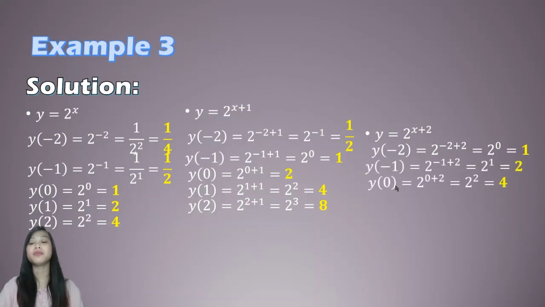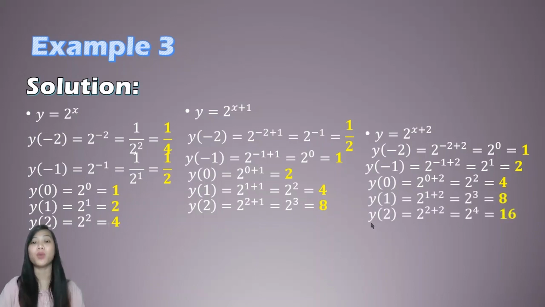And then y of 0 is 2 raised to 0 plus 2. 0 plus 2 is 2, so we have 2 squared, meaning 2 times 2, which equals 4. And y of 1 is 2 raised to 1 plus 2. 1 plus 2 equals 3, so our exponent is 3. So 2 times 2 times 2 equals 8.